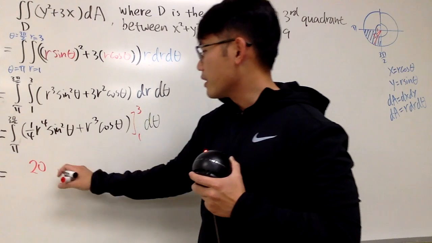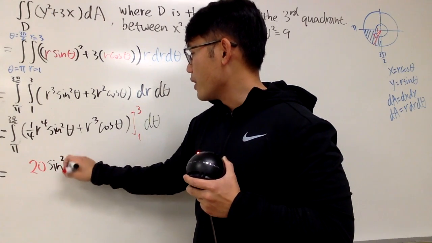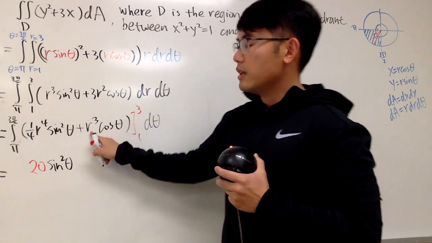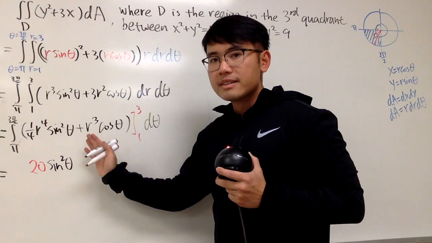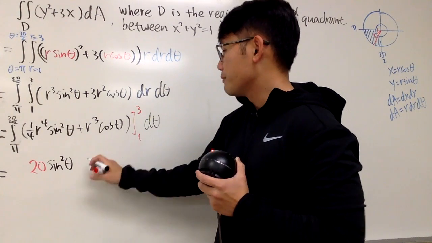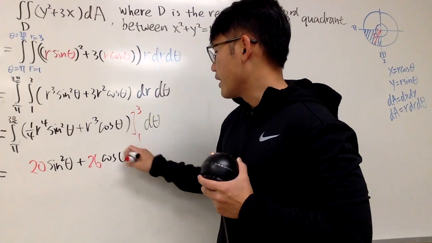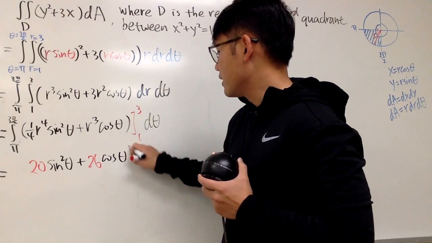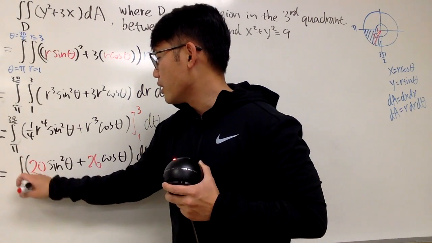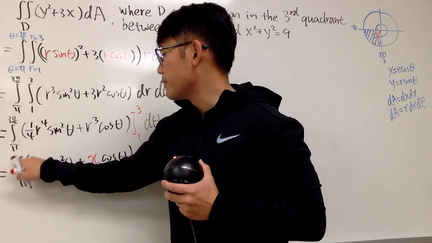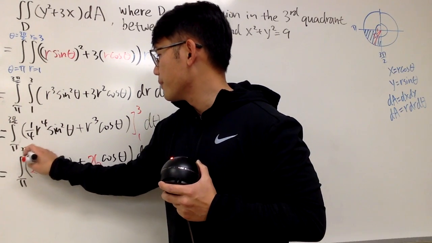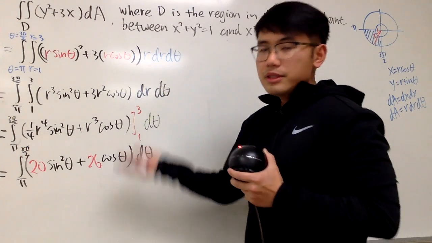And then this right here, the sine square theta stays. 27 minus 1 is 26. So you have plus 26, and this right here, cosine theta stays, and then you still have the integral to take care of from pi to 3 pi over 2 right here, right? And then you just continue.